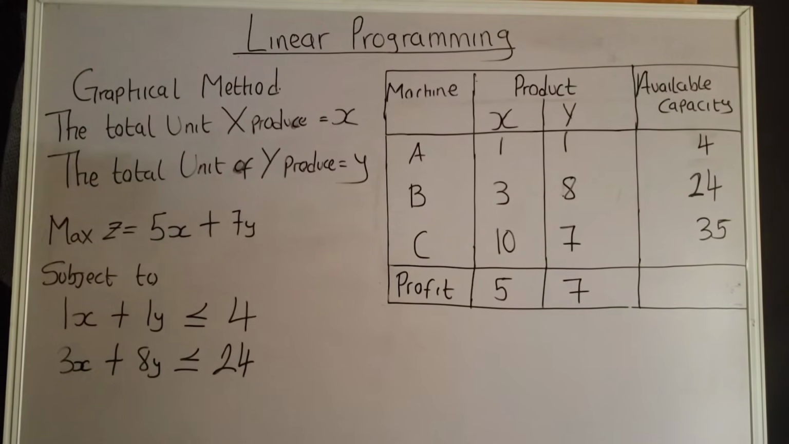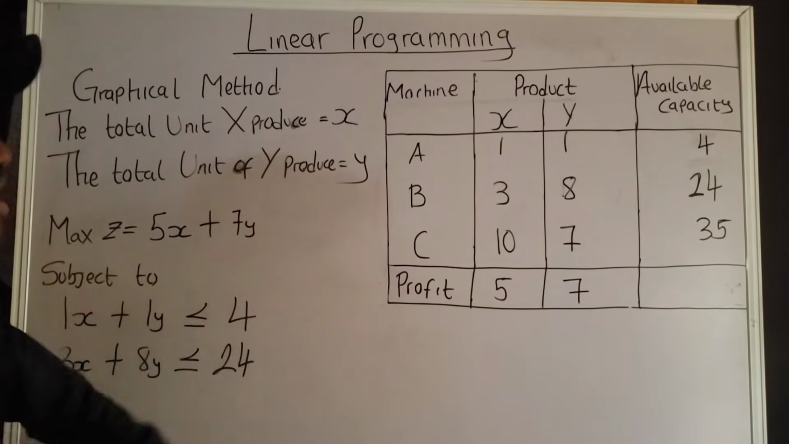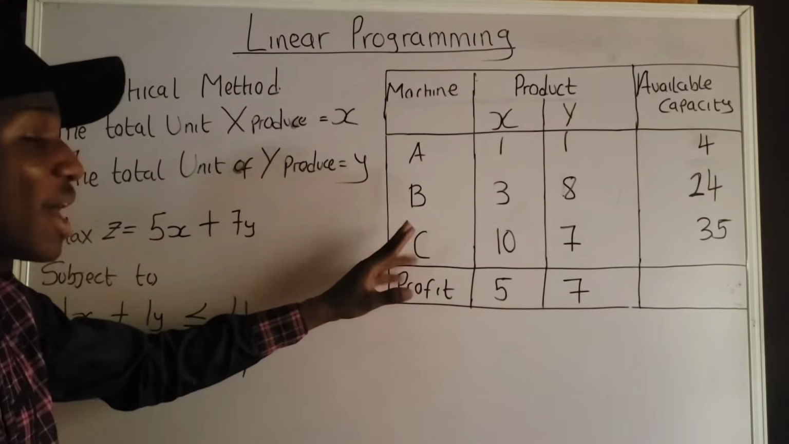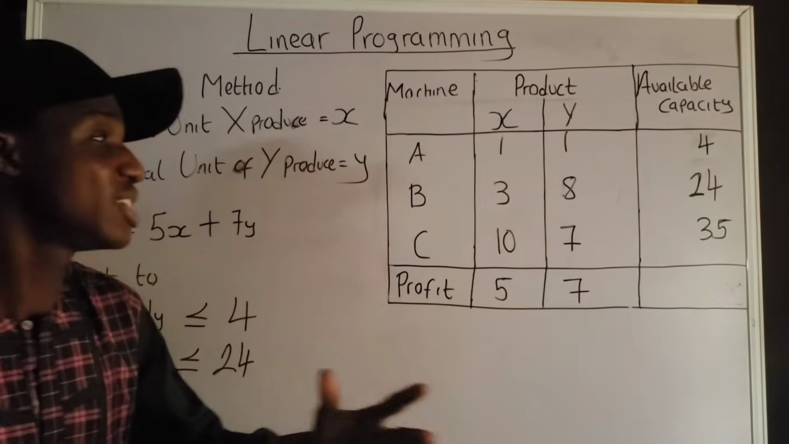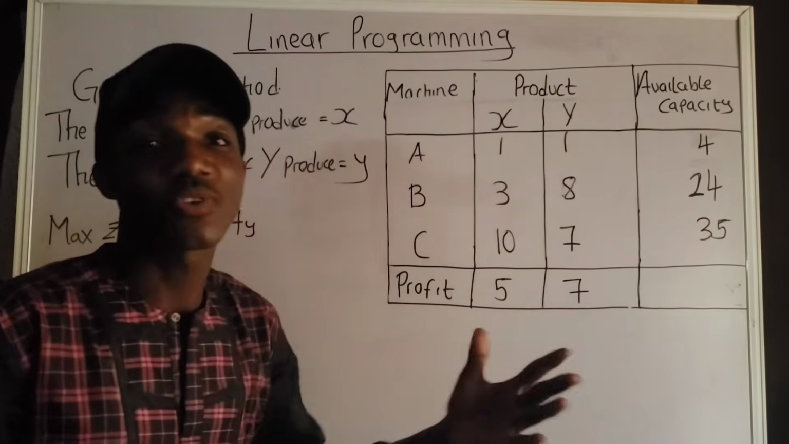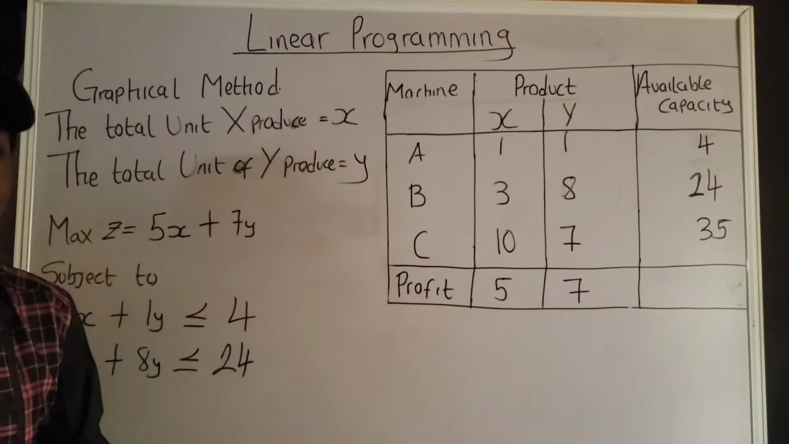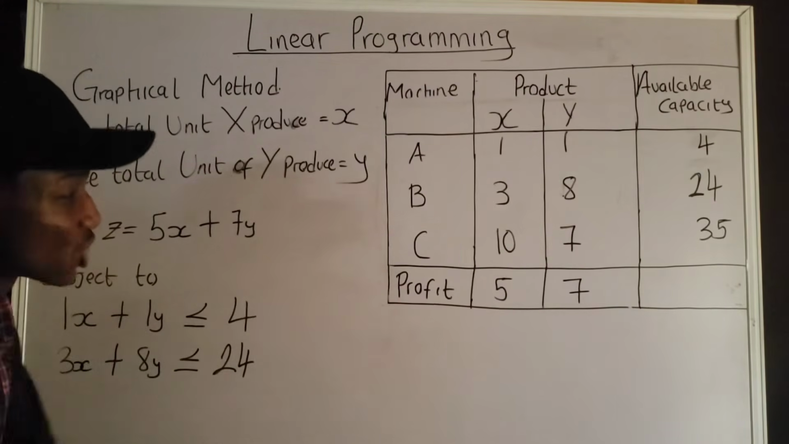Okay, let us move to the third constraint. The third constraint is what? Machine C. You understand what I'm saying? The third constraint is machine C because we cannot use machine C beyond what? 35 hours. You get what I'm saying? The hours of capacity limit our production. So it has constrained us from producing more. So the third constraint is machine C.